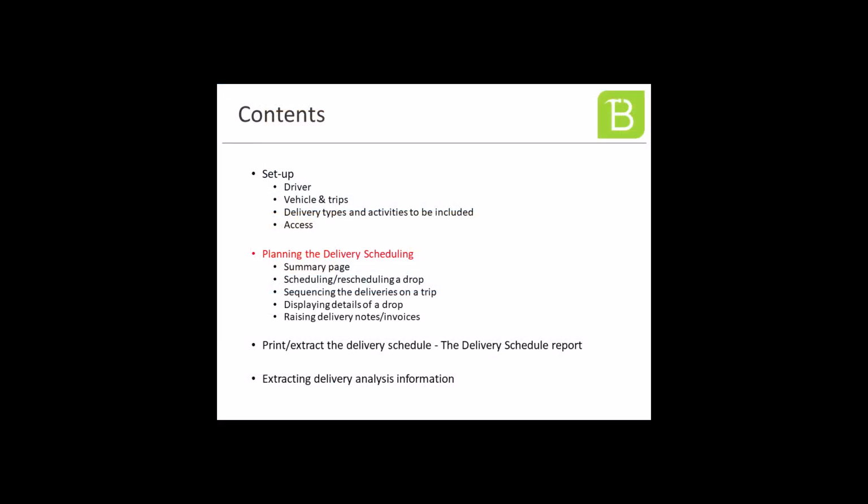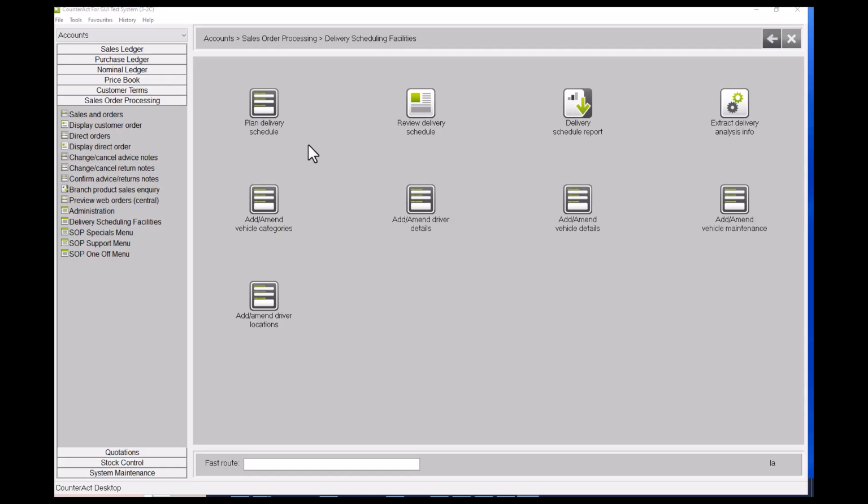Now that we've looked in detail at all of the setup required, we'll move on to planning deliveries. We'll first look at the functionality on the overall summary page, including how to schedule deliveries onto vehicle trips. Then we'll look at how to organize individual deliveries within a trip and how to produce delivery paperwork.